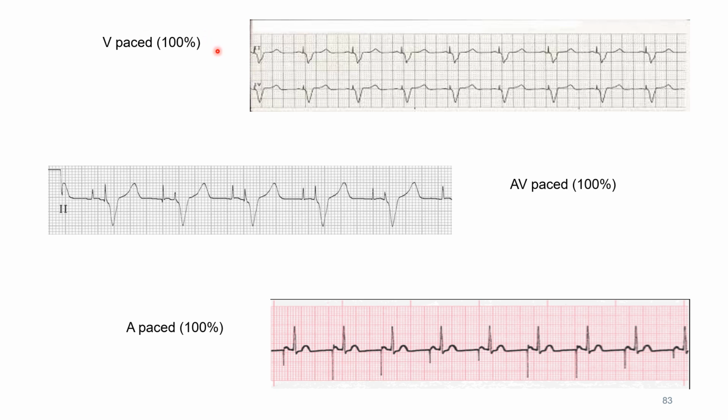This rhythm strip on the top is a ventricular paced rhythm. This one is an atrioventricular paced rhythm, and this one's an atrially paced rhythm. You can see that for the ventricular paced rhythm, you have your pacer spike just before the QRS complex, initiating that. Here you have something for both the atria and the ventricle. And here you just have a strict atrial paced rhythm. You can see the pacer spike just before that P wave, and then the rest is normal QRS complex and T wave.